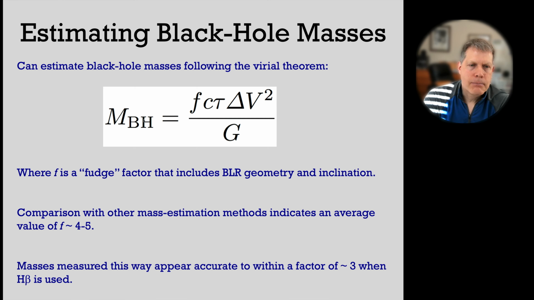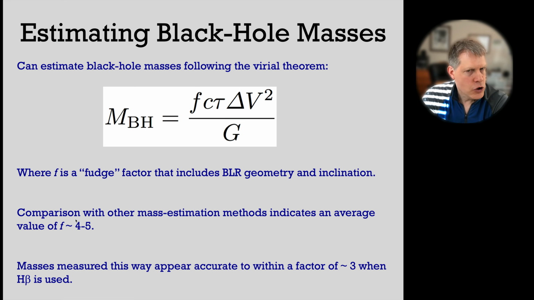Now, people have compared reverberation measured masses with other mass estimation methods for nearby systems that people can study very well. And generally, they indicate an average value of this F factor of like 4 to 5. Okay? And this can also be measured with this velocity resolved reverberation mapping technique that I'll talk about a little bit later.